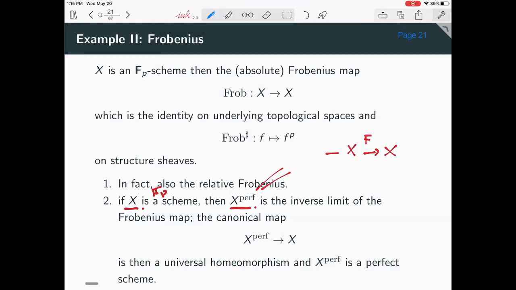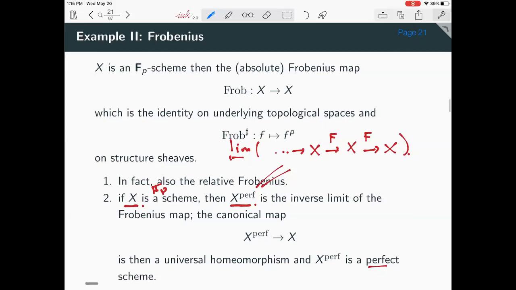You have this system, and you can take the limit of this diagram in the category of F_p schemes. The resulting scheme you get is called the perfection, and it's perfect in the sense that the Frobenius is invertible. In general, X perf is very non-Noetherian, very big, but nonetheless it has a very nice property, that it's a perfect scheme.